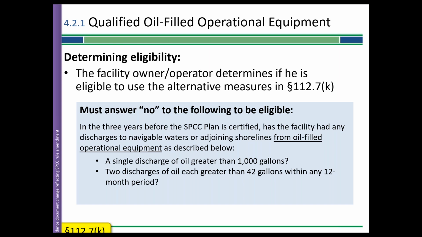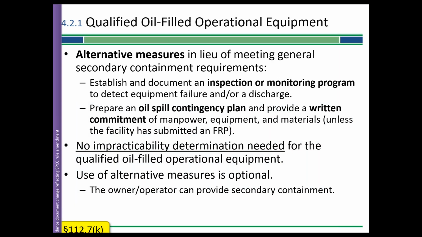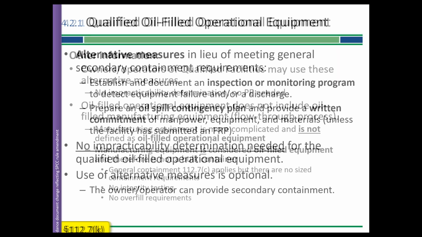You don't have to have the PE involved, but that's only for oil-filled operational equipment, which is specifically defined in the rule. And that includes transformers, these hydraulic units, and things of that nature. So that's a pretty good break. So what do you have to do? You develop a plan, but you have to have an inspection and monitoring program so you know when to implement that plan. And again, no impracticability determination is required.